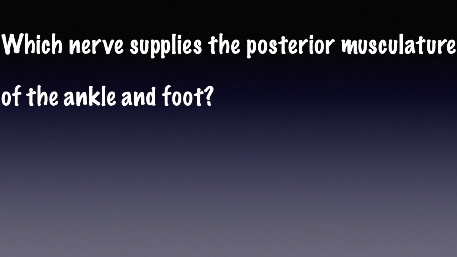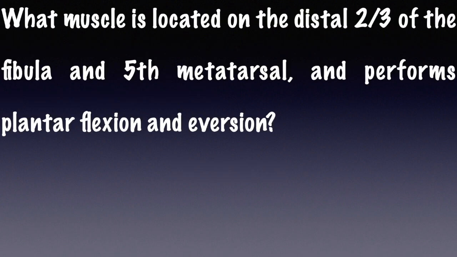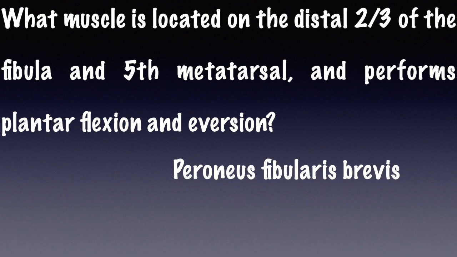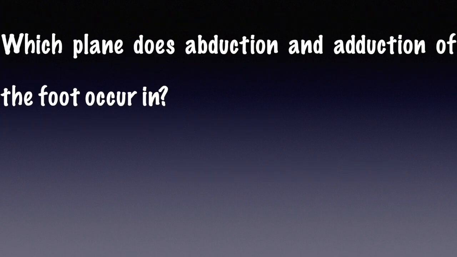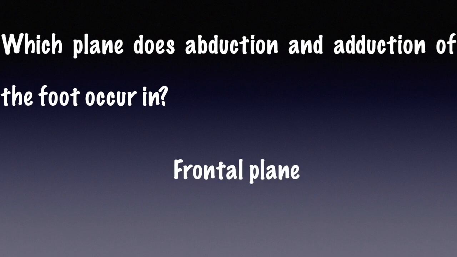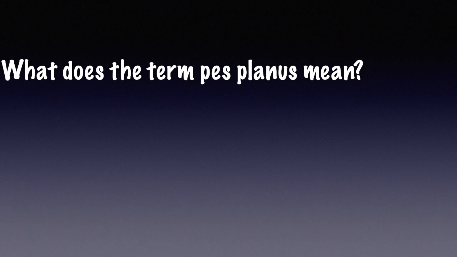Which nerve supplies the posterior musculature of the ankle and foot? Tibial nerve. What muscle is located on the distal 2/3 of the fibula and fifth metatarsal, and performs plantar flexion and eversion? Peroneus fibularis brevis. Which plane does abduction and adduction of the foot occur in? Frontal plane. What does the term pes planus mean? Flat feet.